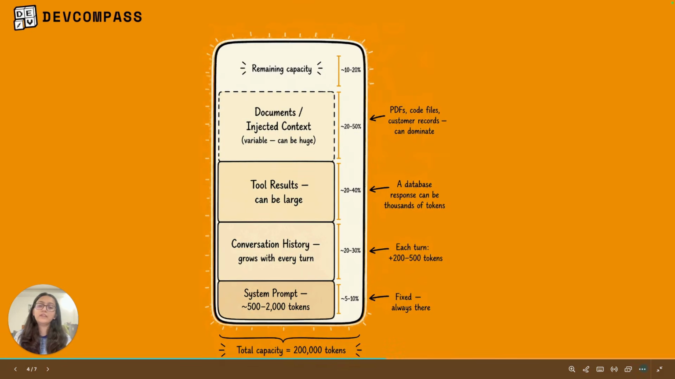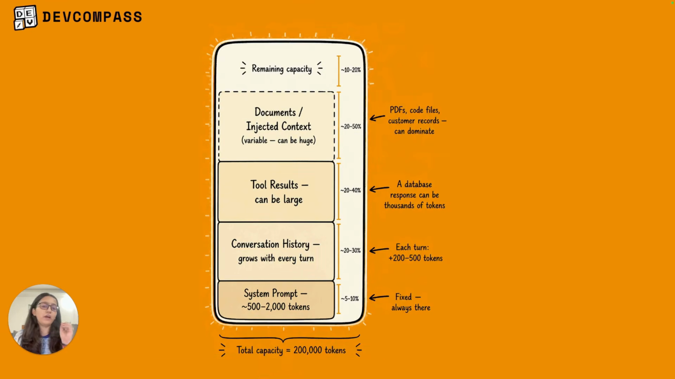Okay, let's see. Look at this box filling up on screen. This is the context window, and I want you to walk through each section from the bottom up, because that's the order in which they consume space. At the very bottom, there's the system prompt. This is a fixed cost. It's there every single API call from the first turn to the last. A typical system prompt is somewhere between 500 to 2000 tokens, not huge, but it's always there.